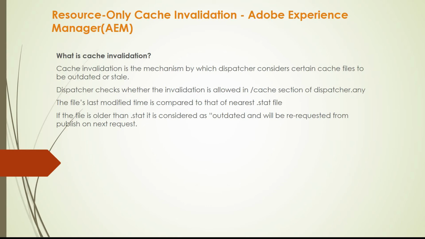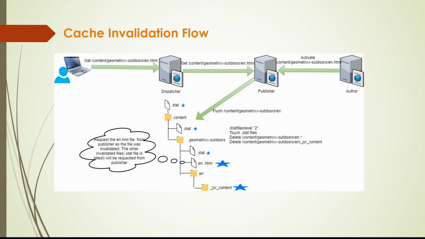For the invalidation, the dispatcher compares the resource last modified time with the nearest .stat file time. If the file is older than the nearest .stat file, the file will be invalidated and re-requested from the publisher on the next request. Okay, this is the overall cache invalidation flow. This is a normal cache invalidation. We will be discussing resource only cache invalidation further in the video.